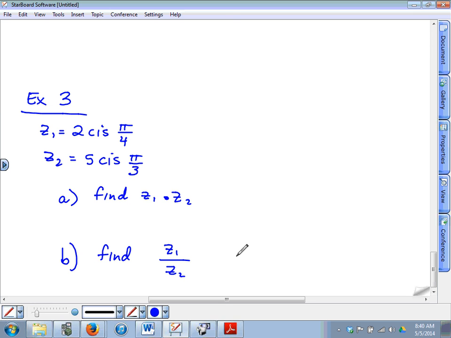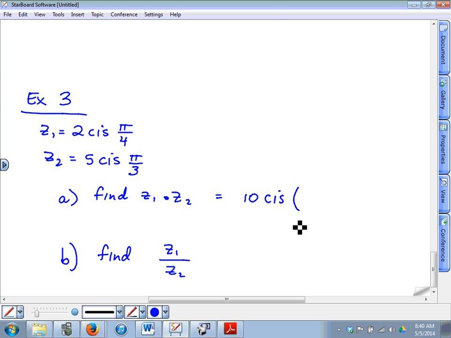Well, part A, not so terrible. To find the product of two complex numbers, you multiply the two R values of each complex number. So we're going to get 2 times 5, which is, get your calculators out if you need to, 2 times 5 is 10. You multiply the two R values.